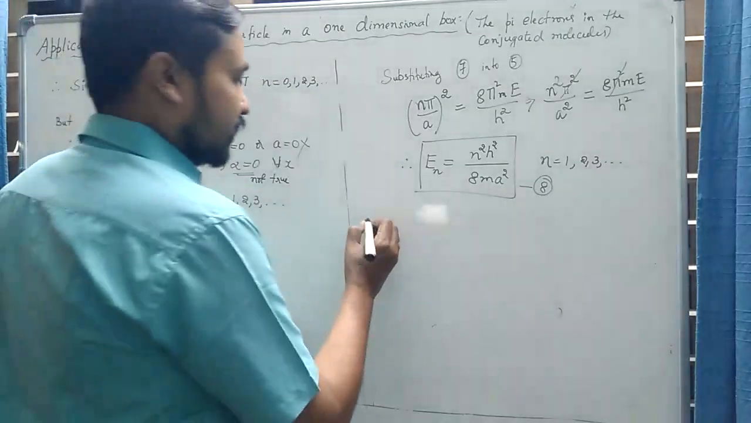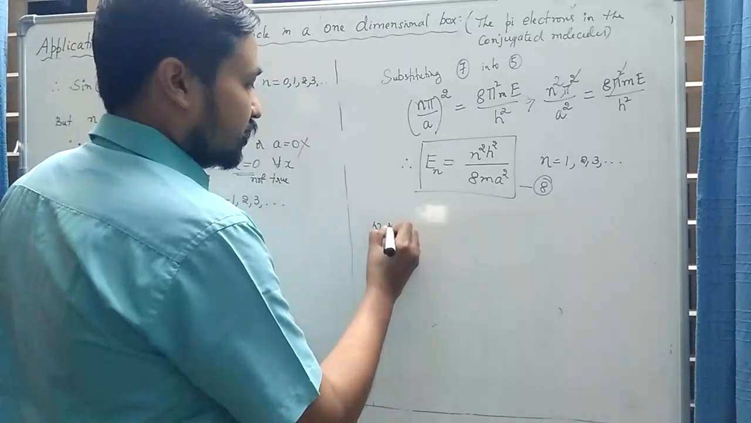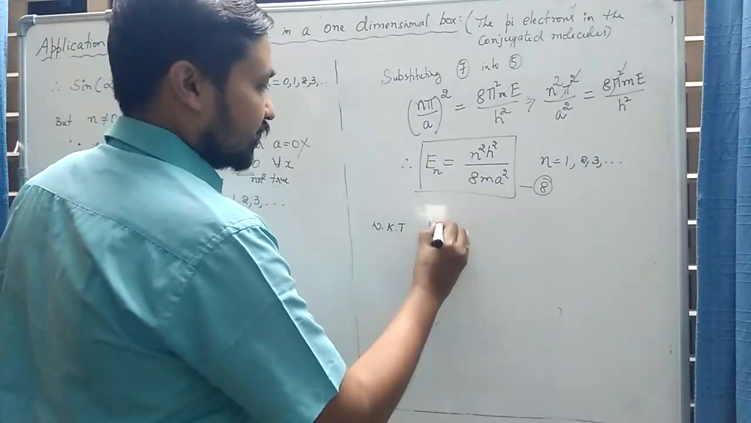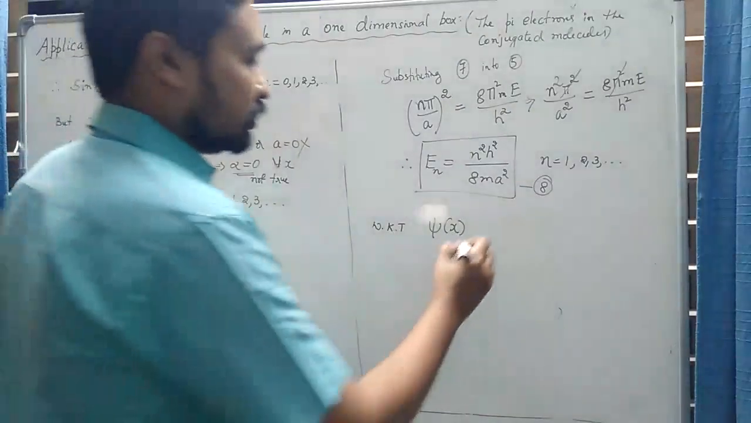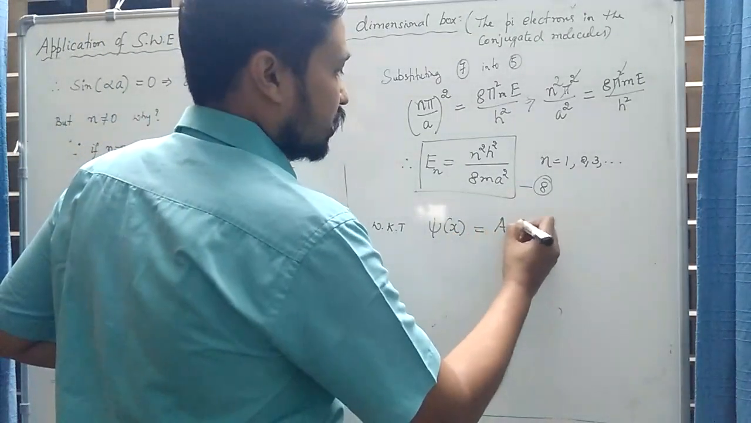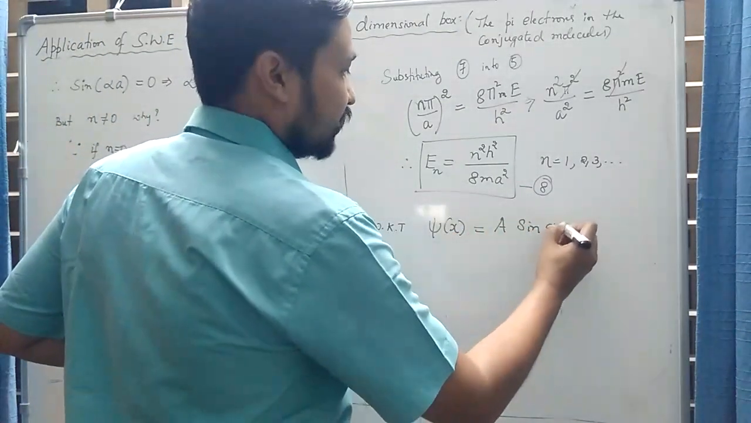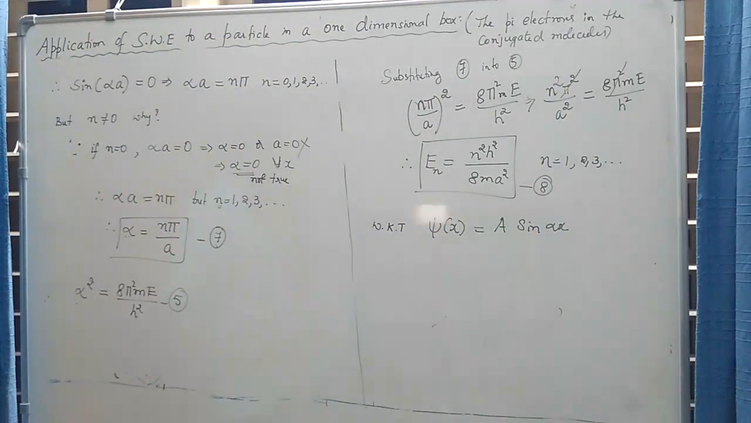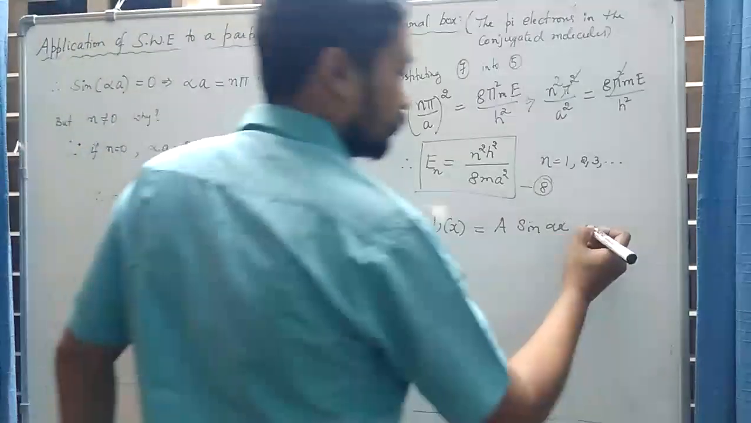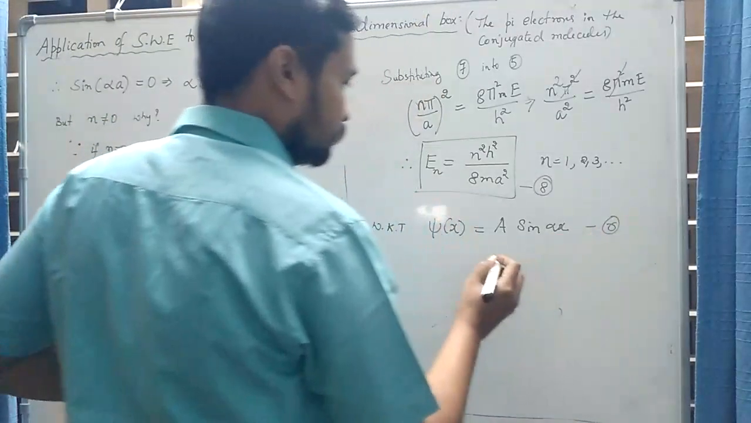For that, let us rewrite equation number 6, that is, the wave function of the particle trapped in the one-dimensional box is psi of x equal to A sine alpha x. Remember, the value of the constant A is not yet found out. So we still have to find it out. So this is nothing but equation 6.